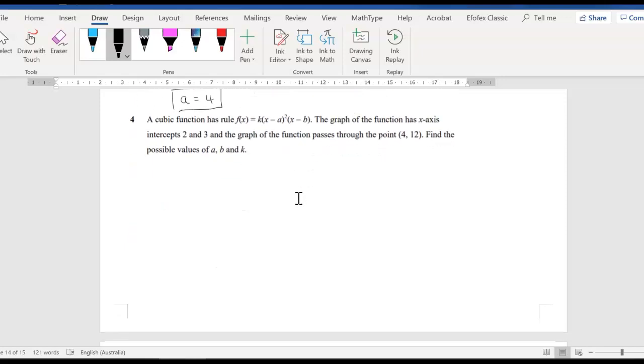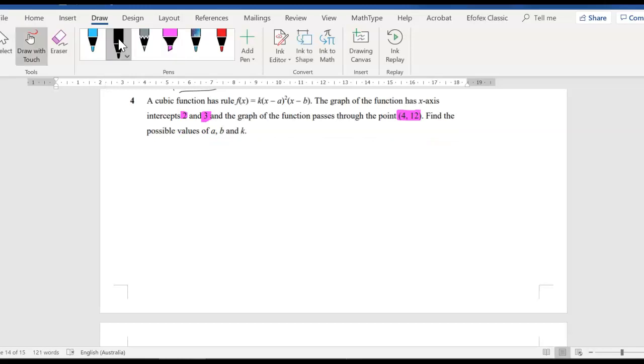All right, question 4. A cubic function has the rule f of x equals k, blah, blah, blah. The graph of the function has x-axis intercepts at, now let's highlight, 2 and 3. And the graph of the function passes through the point 4, 12. Find the possible values of A, B, and K.